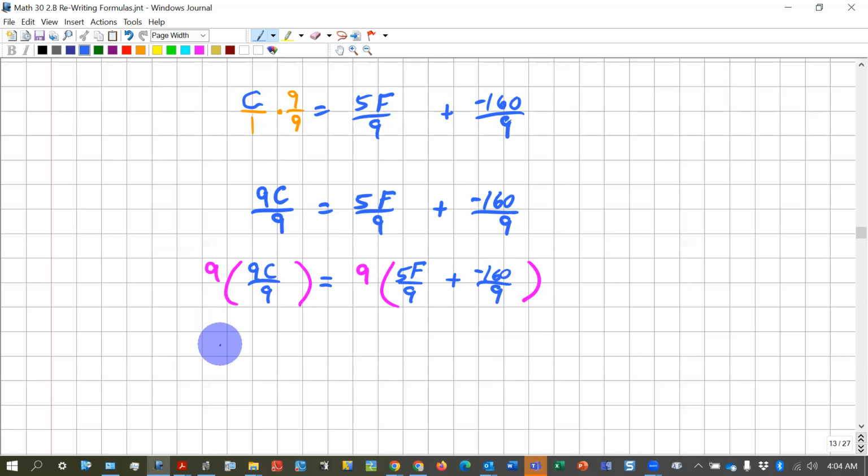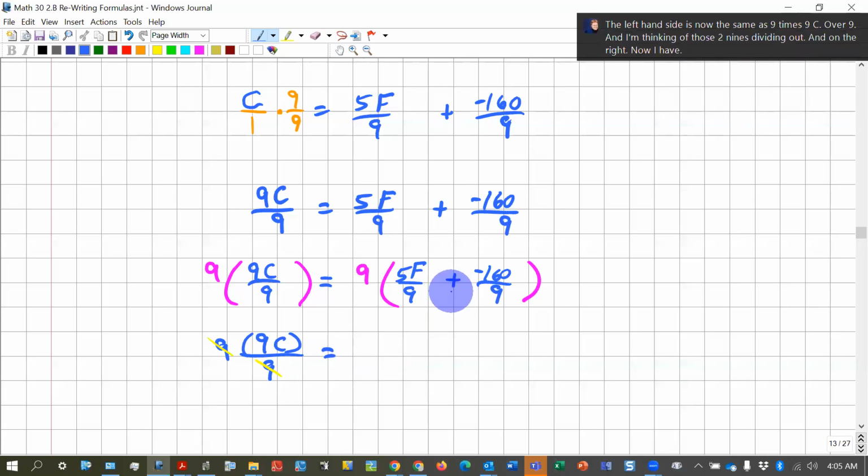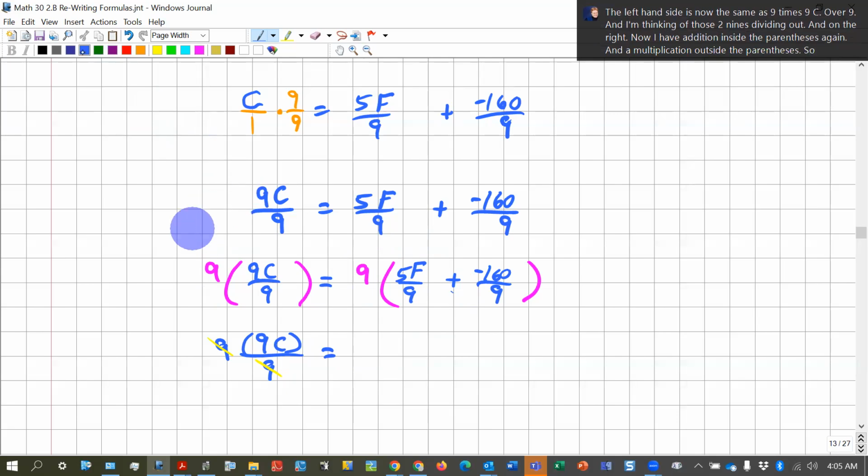The left-hand side is now the same as 9 times 9C over 9. And I'm thinking of those two 9s dividing out. And on the right, now I have addition inside the parentheses again, and a multiplication outside the parentheses. So I need to distribute that 9.